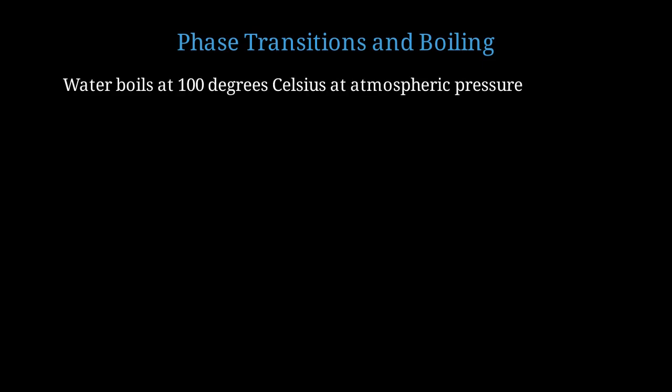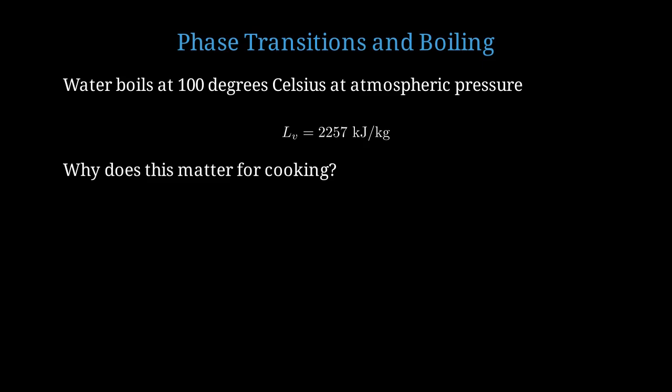Now let's talk about one of the most important phenomena in cooking, boiling. What exactly happens when water boils? At standard atmospheric pressure of 101.3 kilopascals, water boils at 100 degrees Celsius or 212 Fahrenheit. The latent heat of vaporization for water is 2257 kilojoules per kilogram. This is the energy required to convert liquid water to steam at constant temperature. Here's a question. Why does this matter for cooking? The answer is that once water reaches boiling point, adding more heat doesn't increase temperature. Instead, that energy goes into phase change.